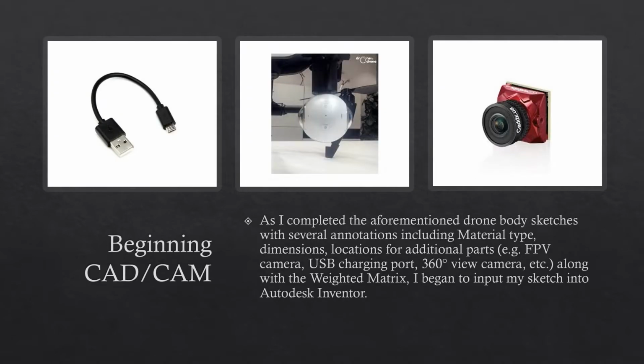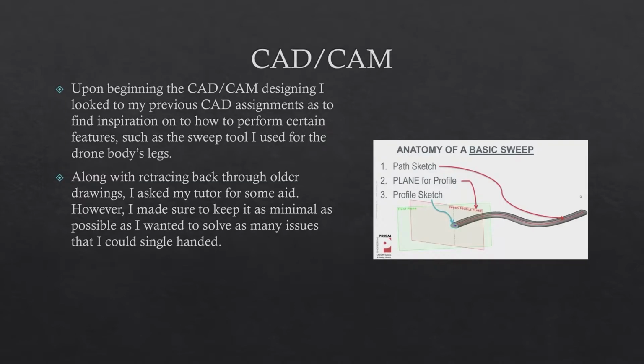Beginning CAD-CAM. I completed the aforementioned drone body sketches with several annotations including material type, dimensions, locations for additional parts, e.g. FPV camera, USB charging port, 360-degree view camera, and many more. Along with the weighted matrix, I began to input my sketch into Autodesk Inventor. Upon beginning the CAD-CAM designing, I looked to my previous CAD assignments to find inspiration on how to perform certain features, such as the sweep tool I used for the drone body's legs, or landing gear.